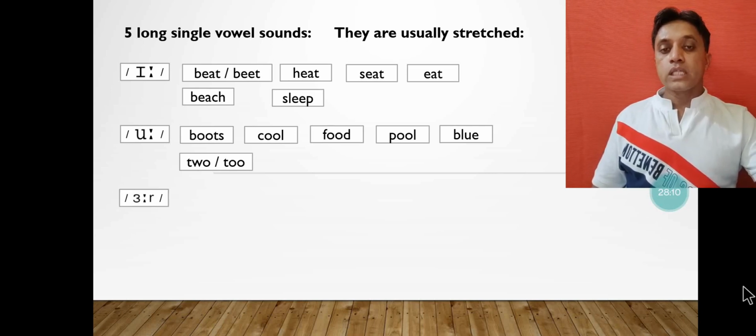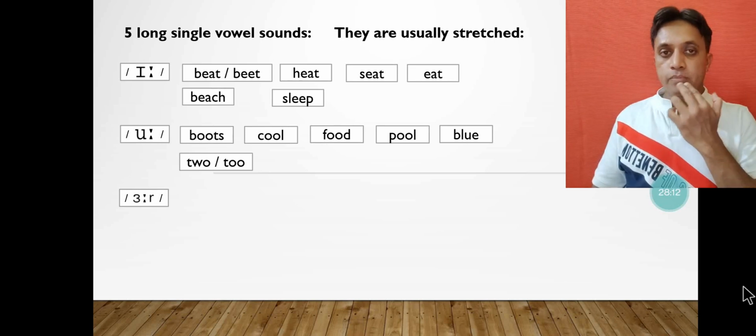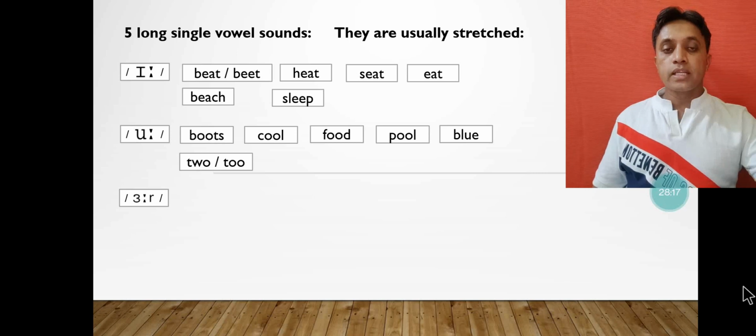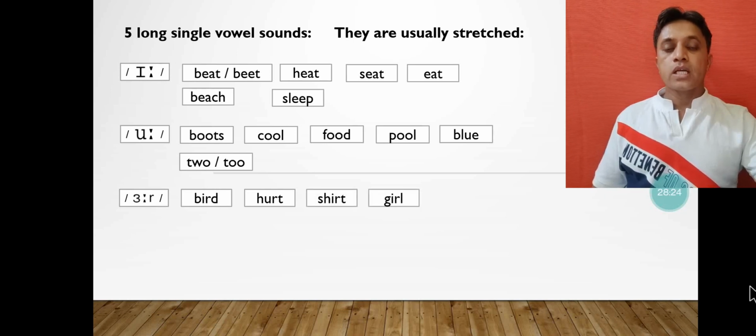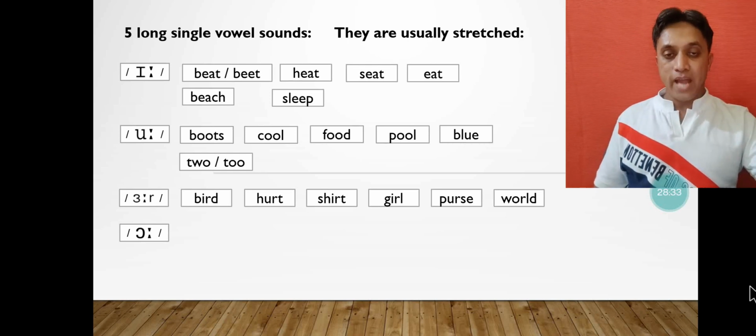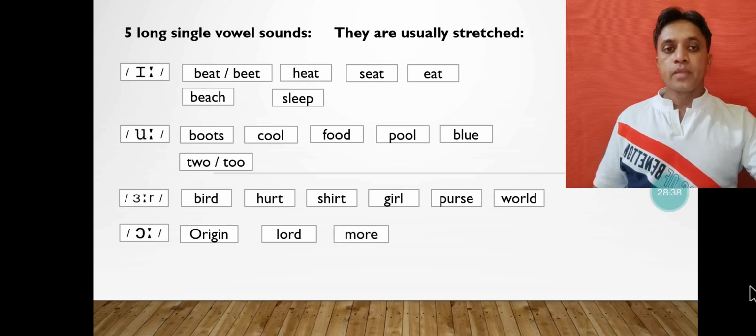The next is where the lower jaw drops and the lower front teeth are exposed, with a little r sound in American accent. Bird, hurt, shirt, girl, purse, and world. The next is aw. Lips are rounded and shaped like a fish mouth. Origin, Lord, more, roar, order, four.